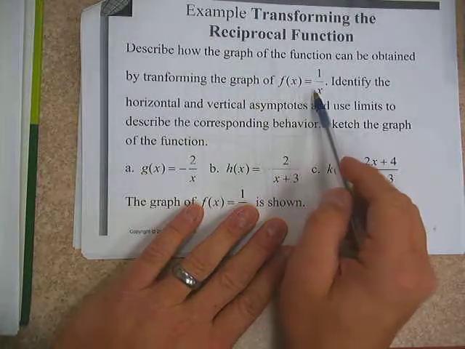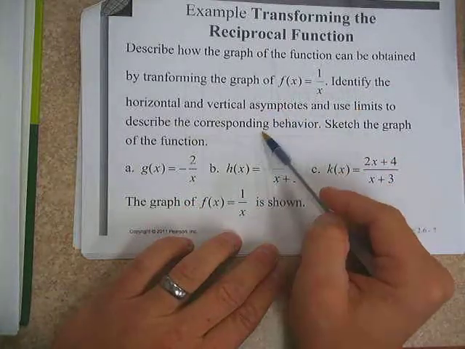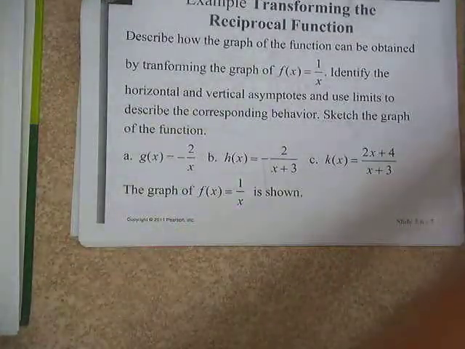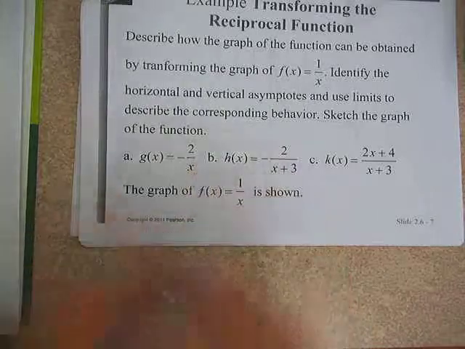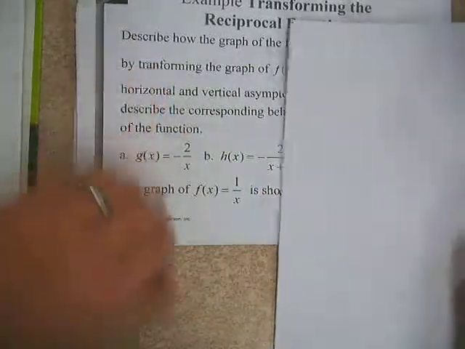So, first thing that we have here, and these are the directions that you're going to see in your work today: describe how the graph of the function can be attained by transforming this graph, okay, which is the parent graph. Identify the horizontal and vertical asymptotes, and then use limits to describe the corresponding behavior, and then sketch the graph of the function. Okay.